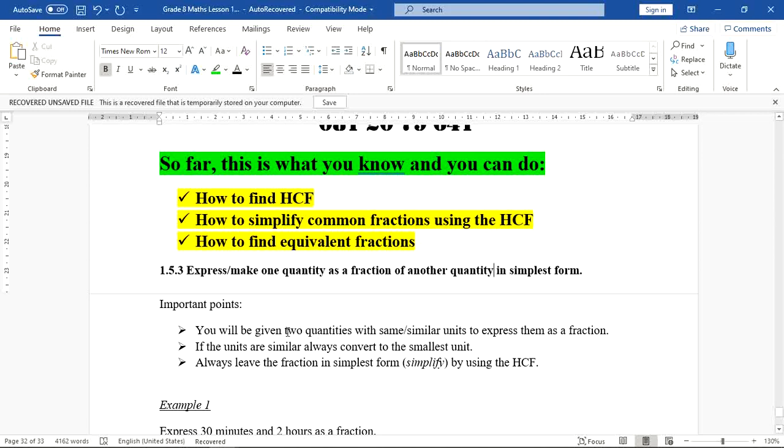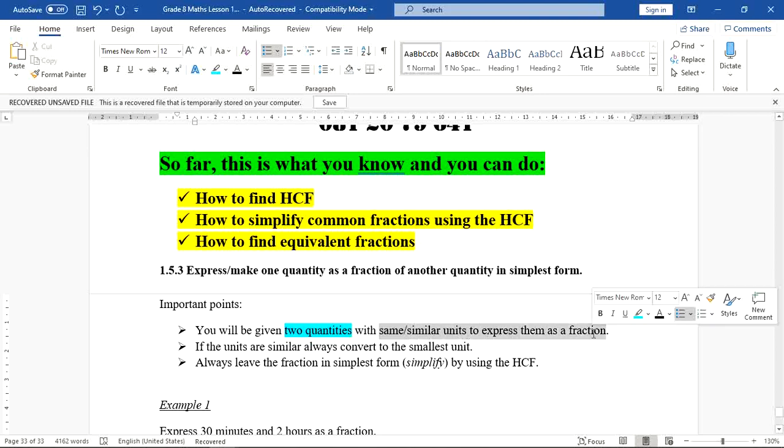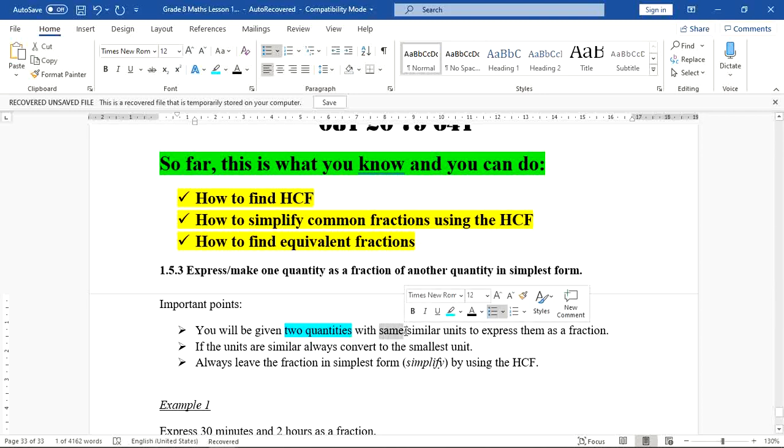You'll be given two quantities, and these quantities either have the same or similar units. Same units could be that they are all in centimeters, or all in seconds, or all in kilometers. Similar means one could be in centimeters and the other in kilometers, or one in seconds and the other in minutes. Once you are given that, you should express them as a fraction.